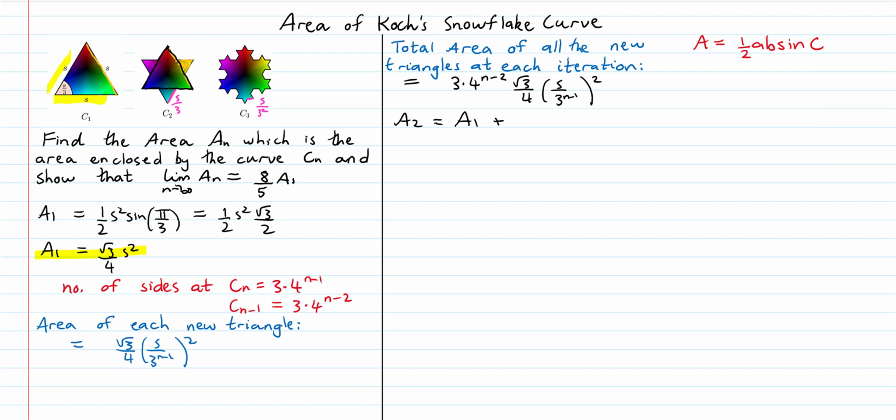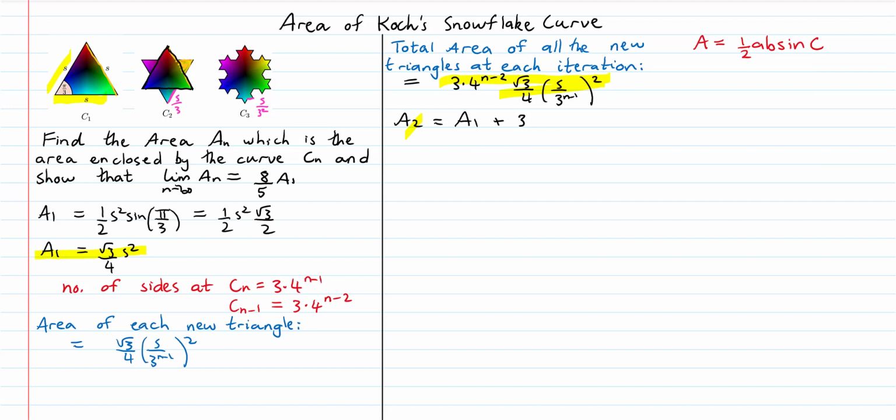So what we're going to do is, the area of all the new triangles was given by this formula here. So we're just going to plug in n equals 2 into that formula and go from there. So what we're going to get then is plus 3 times 4 to the power of n minus 2. So to the power of 2 minus 2, which is just the power of 0. So that is just going to equal 1.